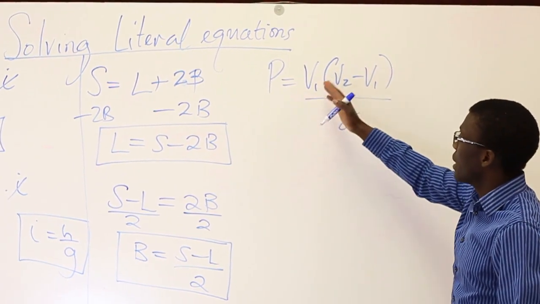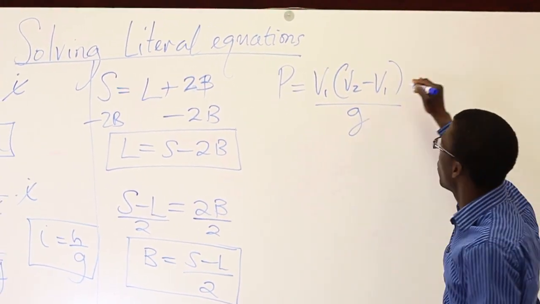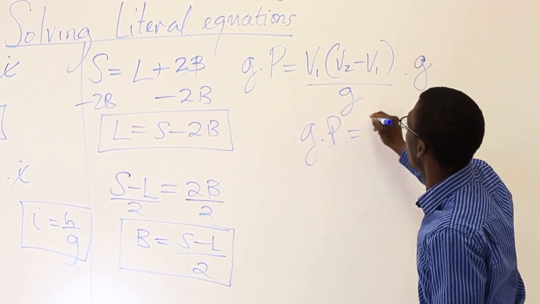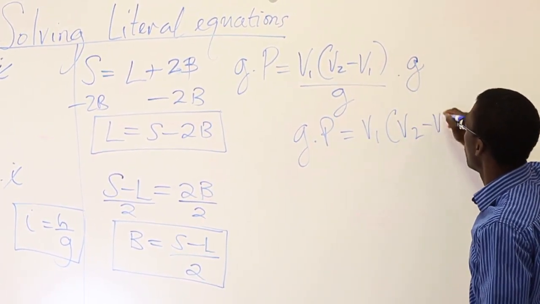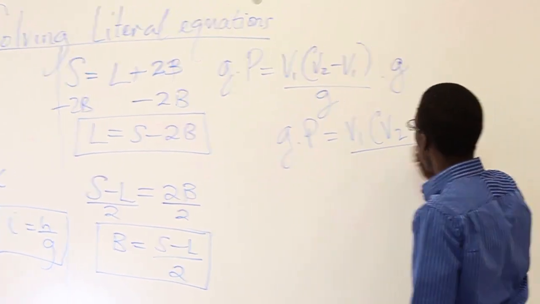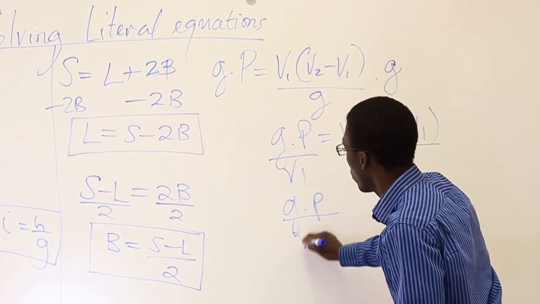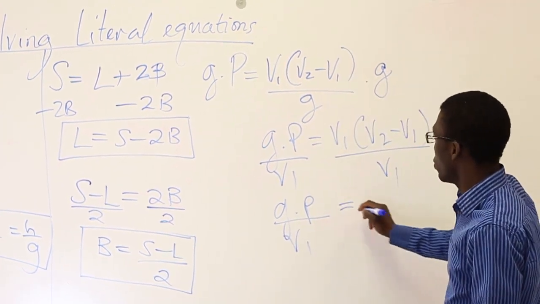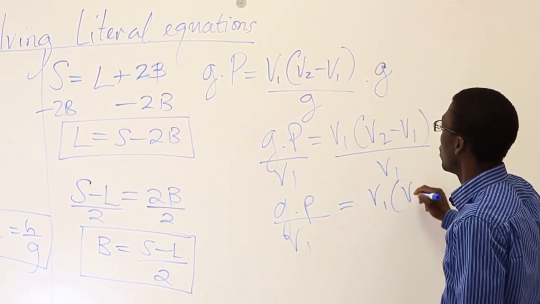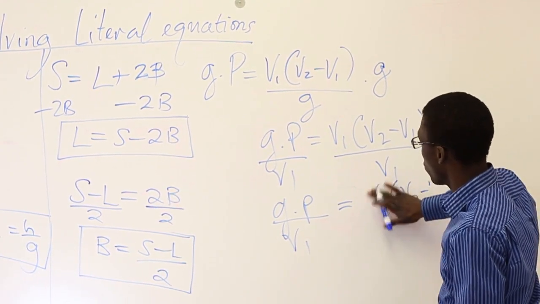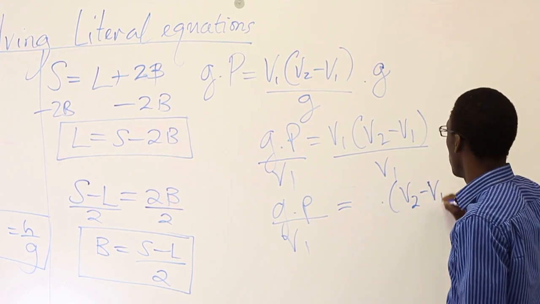Let's say we're solving for V2, then we would multiply both sides by G. So you get GP is equal to V1 times V2 minus V1. And then we can divide both sides by V1. So GP over V1 is equal to V2 minus V1, since we've divided by the V1.